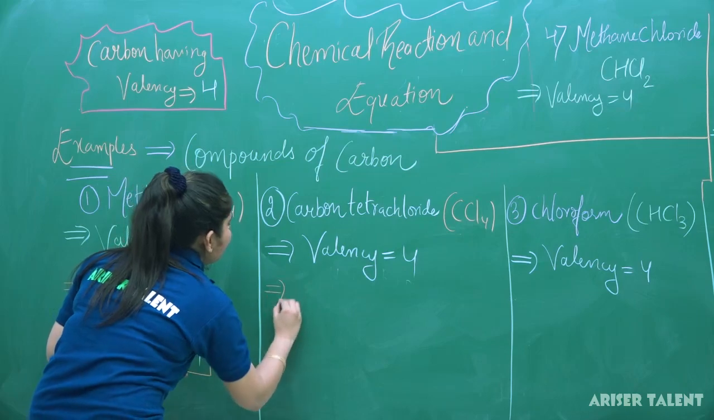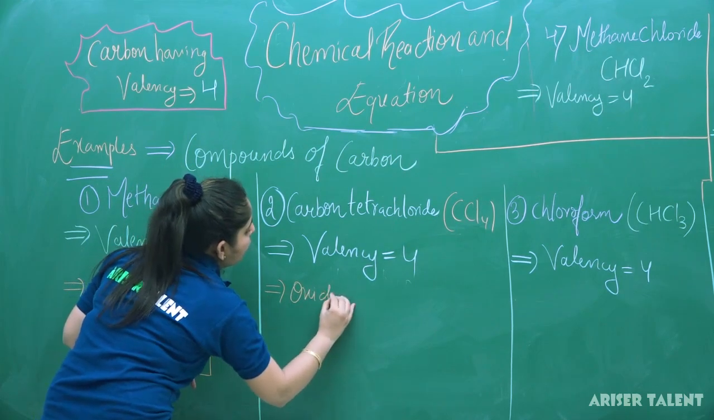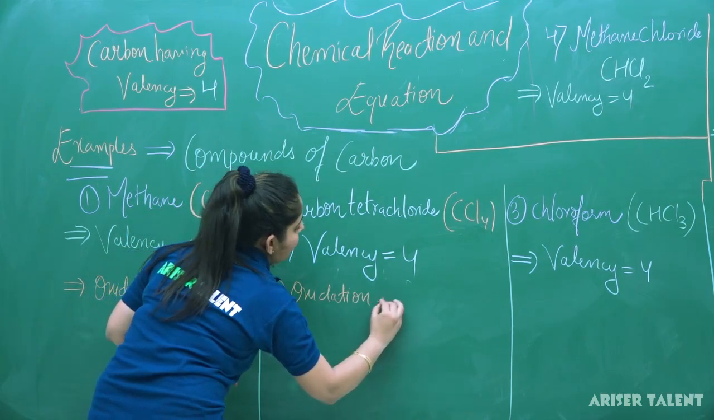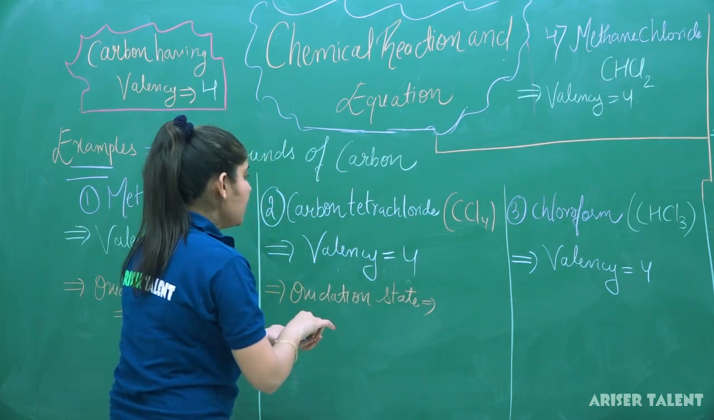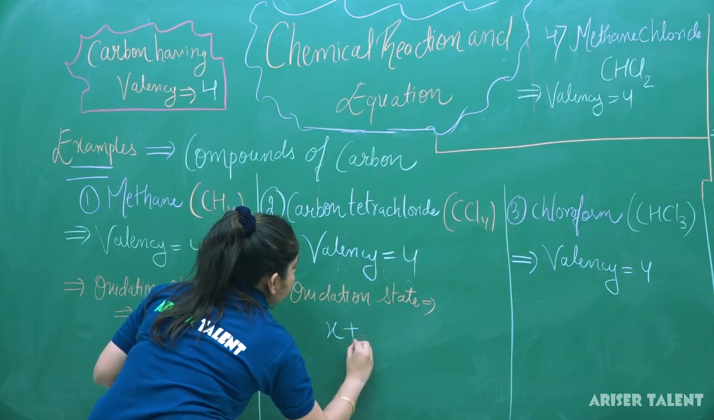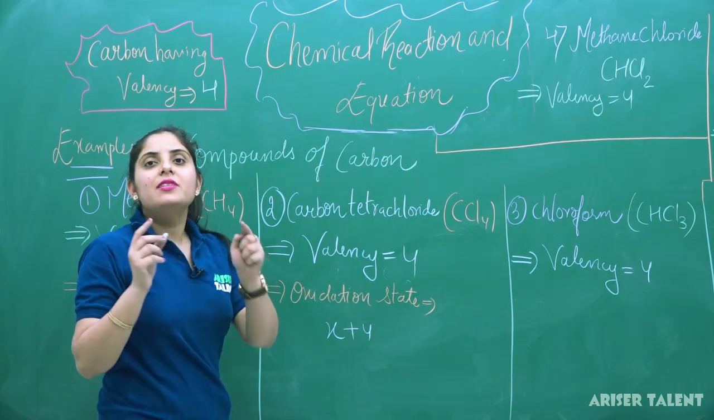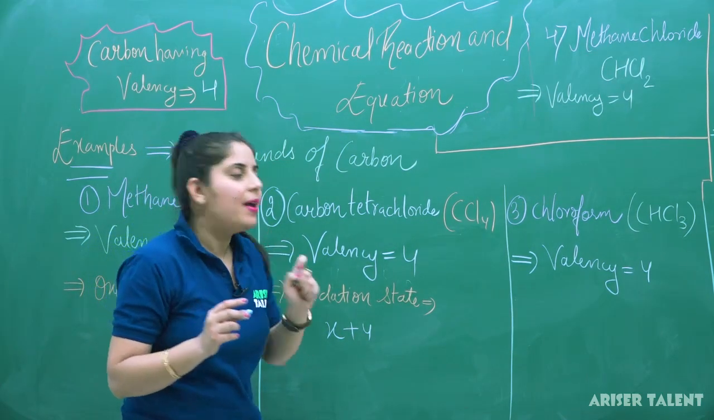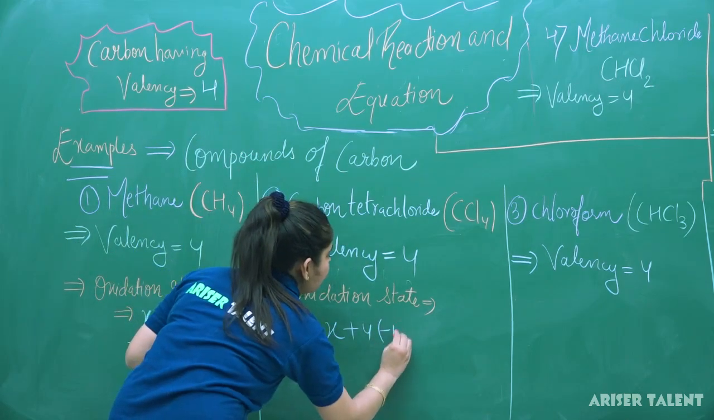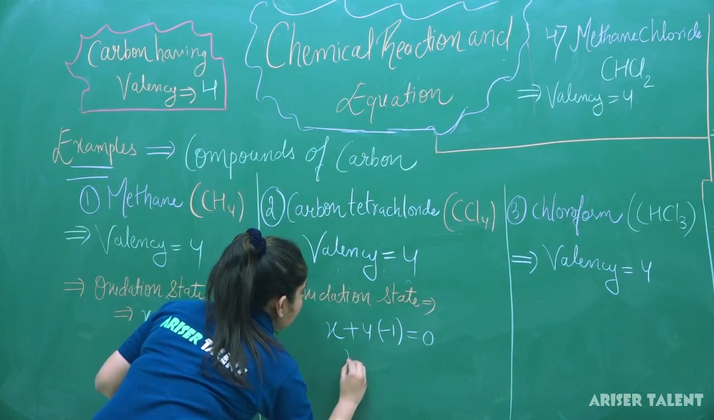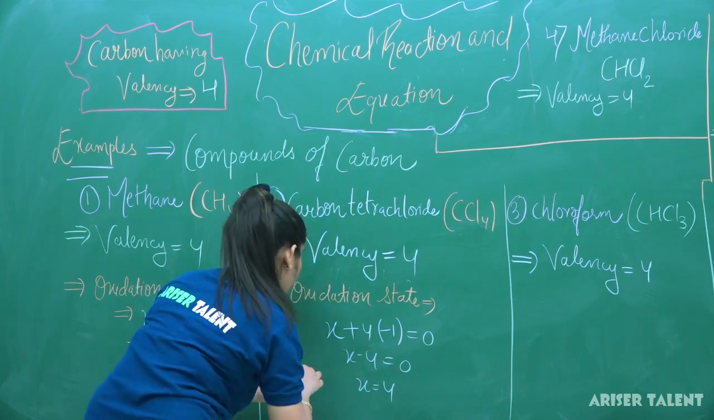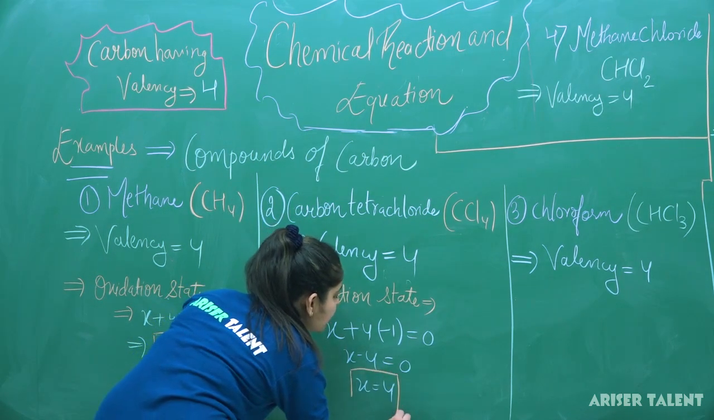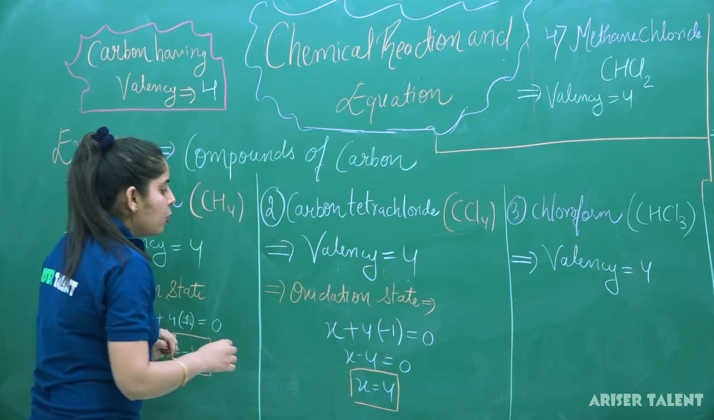Now what are we going to calculate? We want to calculate the oxidation state of carbon. Again, we will write carbon as X, chlorine as 4. As we know that chlorine is an electronegative element carrying a charge of minus 1, equal to 0. It means X minus 4 equal to 0. We will get X equal to 4. This will be the oxidation state in case of carbon tetrachloride.